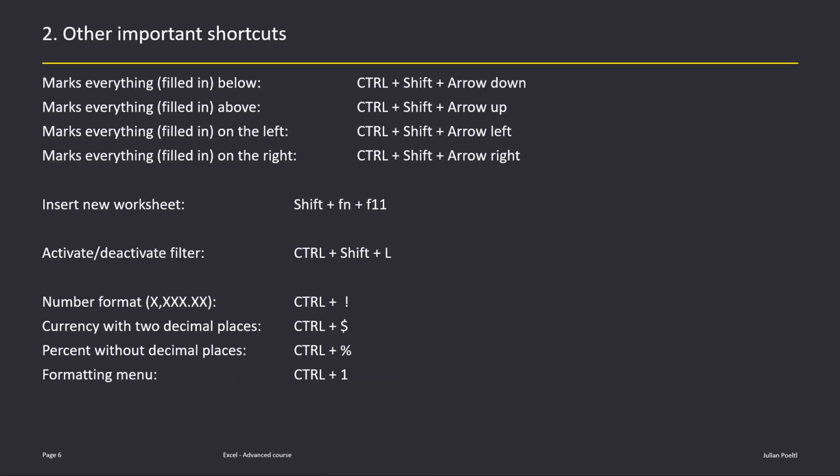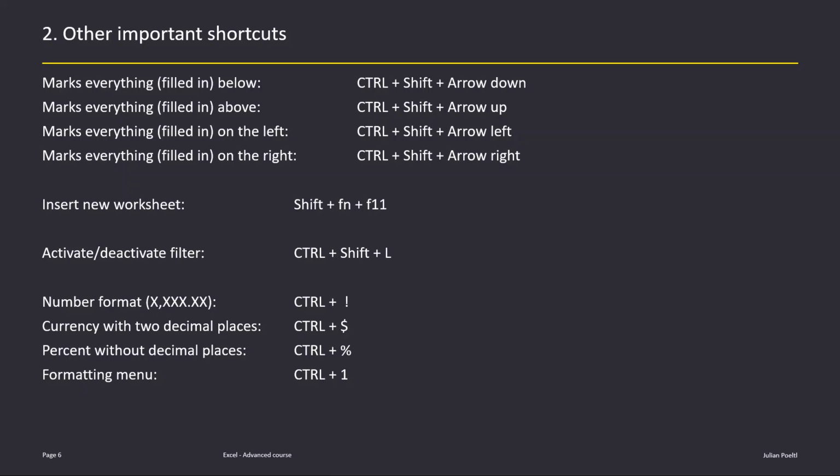If you want to mark everything filled in below, Ctrl Shift arrow down, and also for above, left and right, also with Ctrl and Shift. If you want to insert a new worksheet, click Shift F11. If you want to activate or deactivate filters, click Ctrl Shift L.